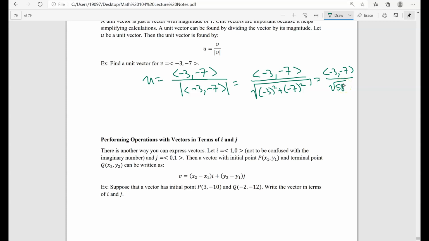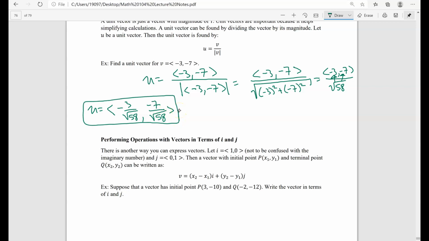So now all I'm going to do, imagine this is a scalar, I'm just going to divide it by both of these guys. So my unit vector is going to be -3 divided by the square root of 58, comma, -7 divided by the square root of 58. So that's going to be my unit vector.